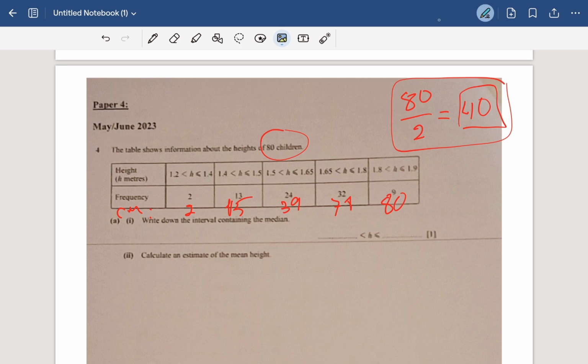Looking at the graph, which one contains the 40th and 41st term? This does not, this does not, this does not, but this one does. It contains the 40th and the 41st term. So the interval containing the median is between 1.65 and 1.8. Now they need us to estimate the mean height.